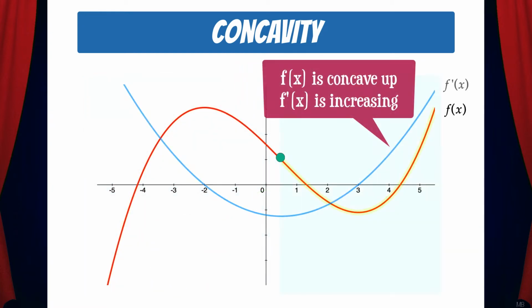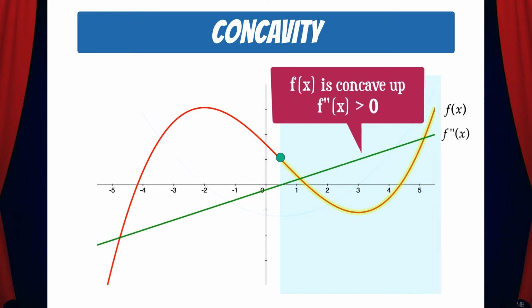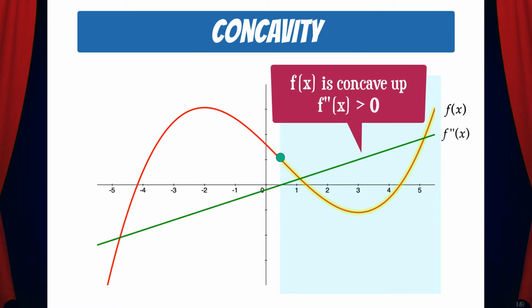And here I've highlighted the portion of f of x that's concave up. Note that this corresponds to where the first derivative is increasing. And this also corresponds to where the second derivative is positive. Let's do some example problems.